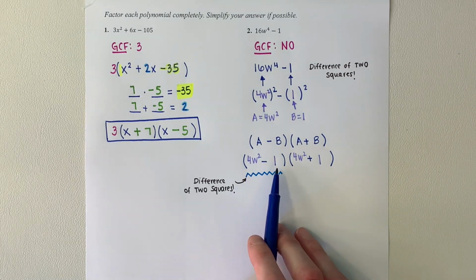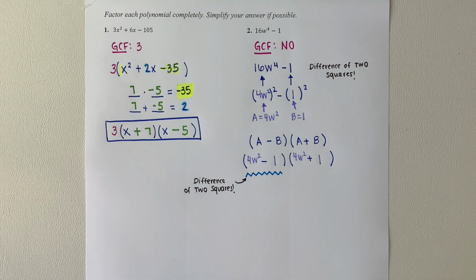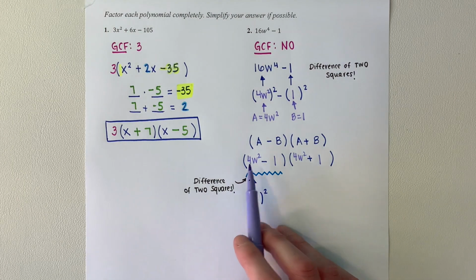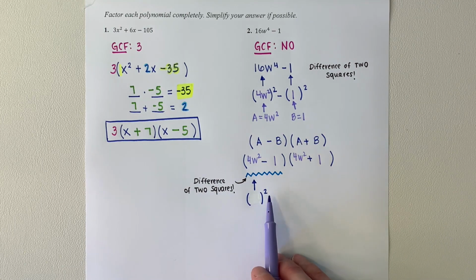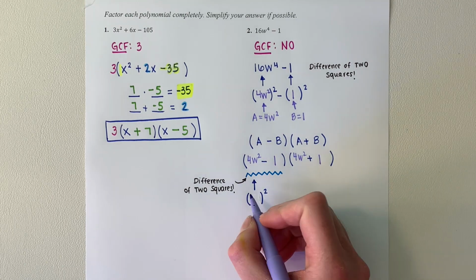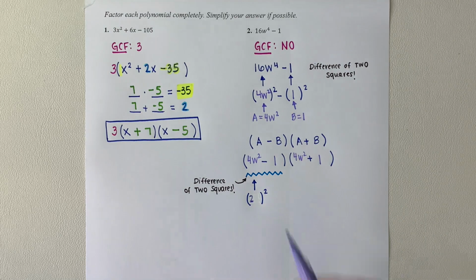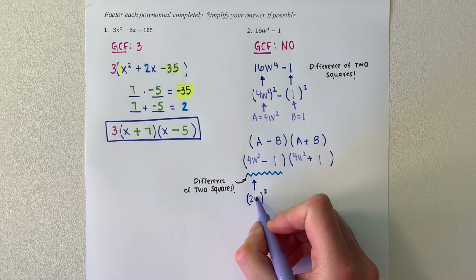To factor this using the difference of 2 squares, again, we need to determine our a and our b. To determine a, we need to rewrite 4w squared as some quantity squared. To get 4, we have to square 2, and to get w squared, we have to square w.